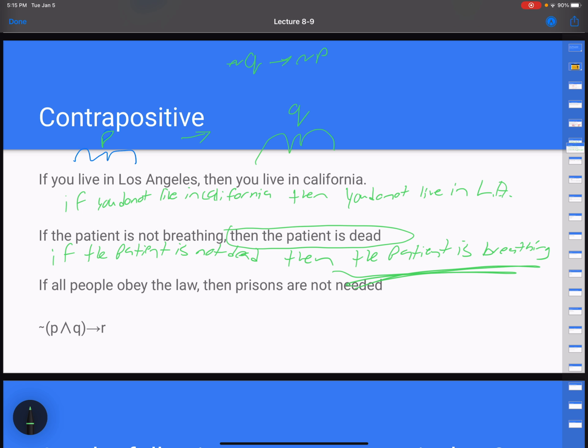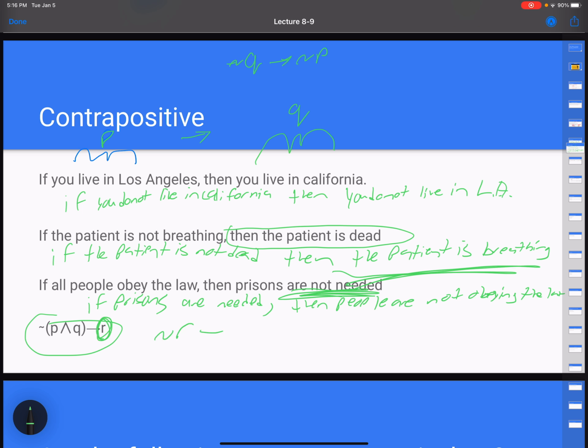And the third one, if all people obey the law, then prisons are not needed. Or, if prisons are needed, once again, we have the double negative, so we'd say if prisons are not not needed, or if prisons are needed, then people are not obeying the law. And in our last case, taking the contrapositive here is simple. We're just going to take not the second half, not R, and it's going to imply not the first half, or not P and Q, which is the same thing as those nots canceling. So we have not R implies P and Q. And that is the contrapositive.